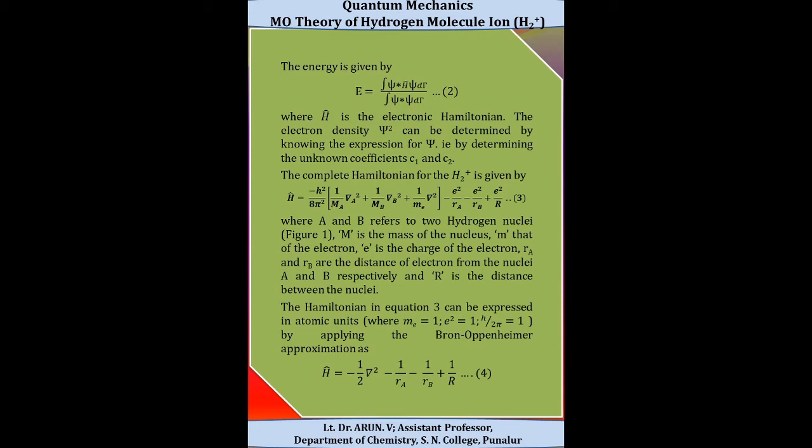The Hamiltonian in equation 3 can be expressed in atomic units, that is, in atomic units the mass of the electron is equal to 1, the square of the charge of the electron is equal to 1, and h by 2 pi is equal to 1. By applying the Born-Oppenheimer approximation, the Hamiltonian operator can be written as h cap equal to minus 1 by 2 del square minus 1 by Ra minus 1 by Rb plus 1 by R.